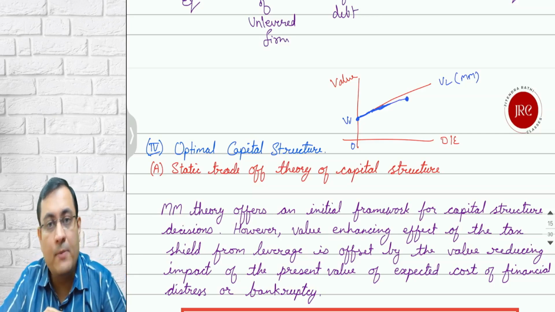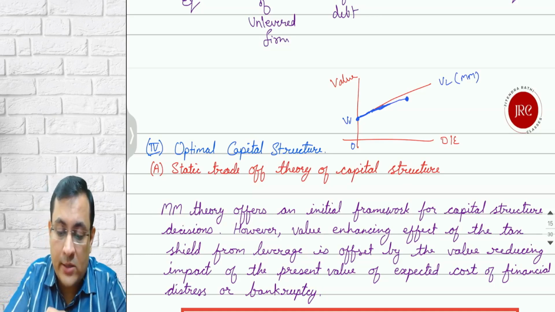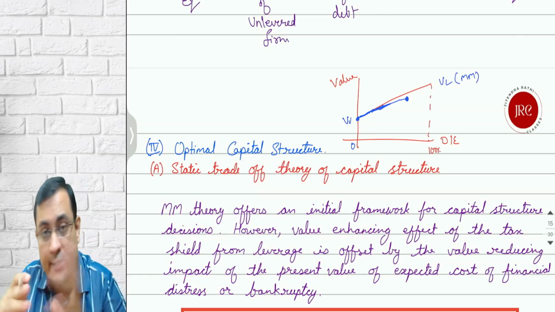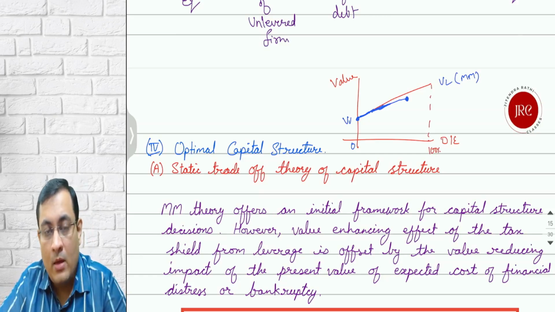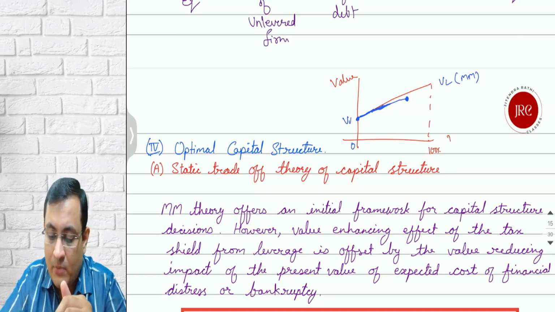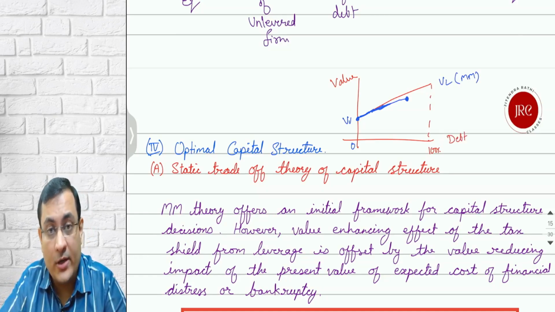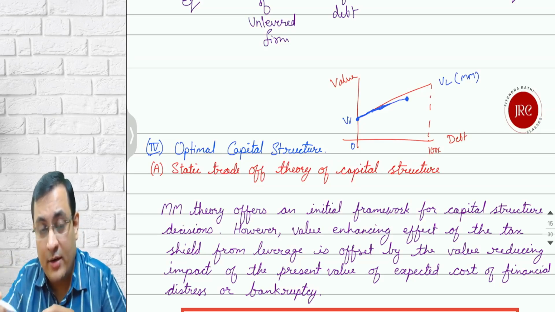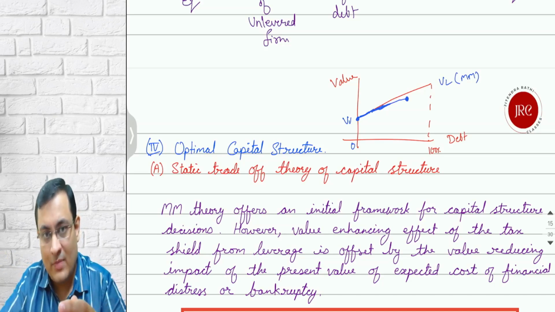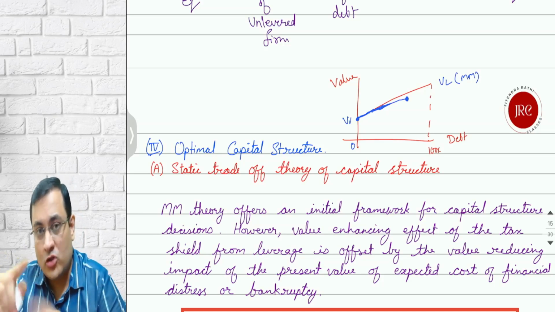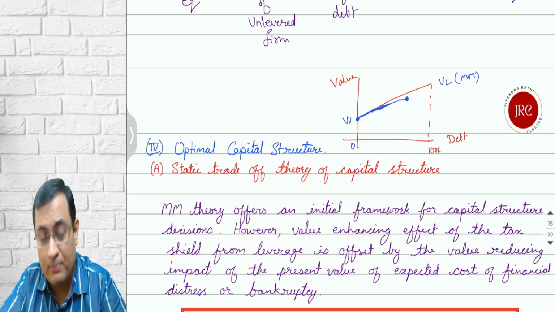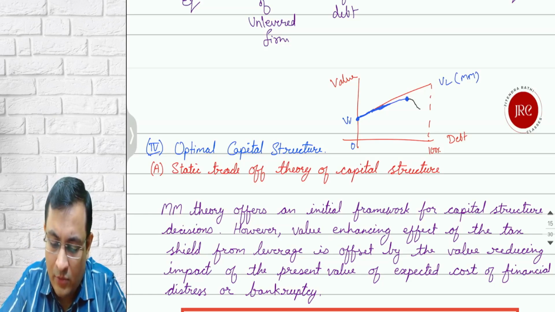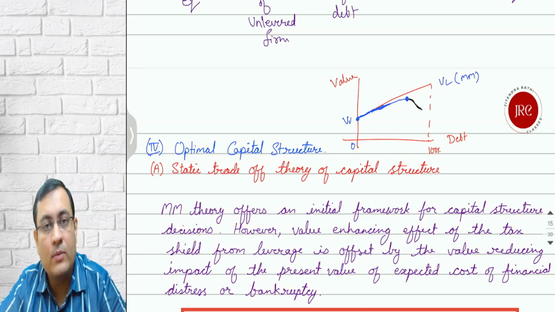And beyond this peak point, if you increase your debt in the capital structure, your benefit accruing from the tax shield on interest will be less than the overall present value of the cost of financial distress, and this will bring down the value of the firm. This will bring down the value of the firm.